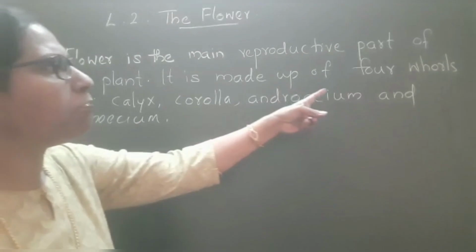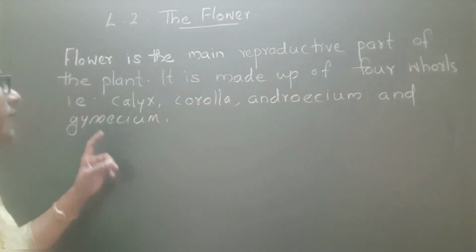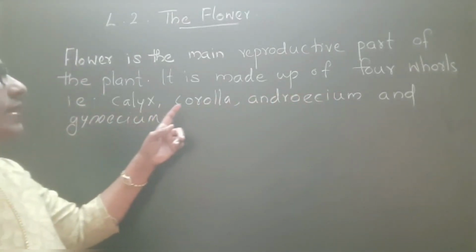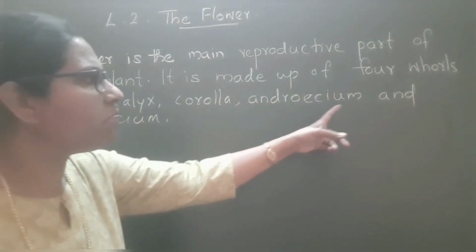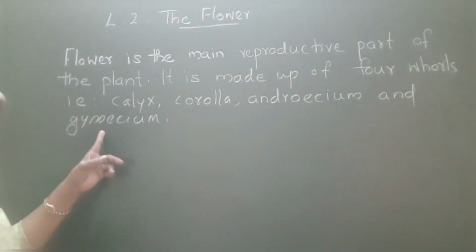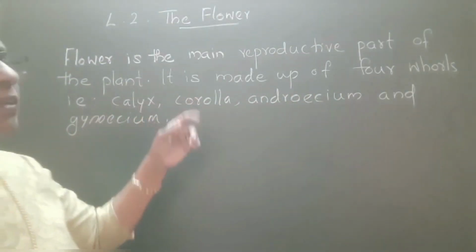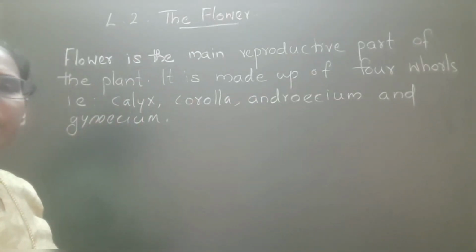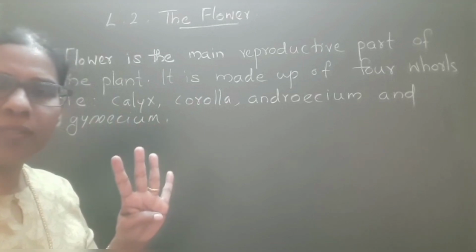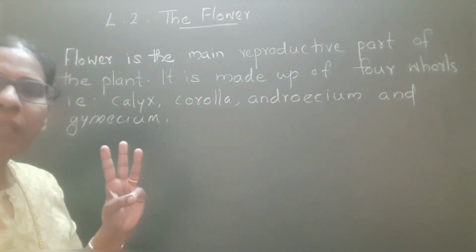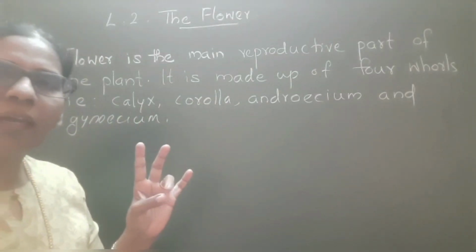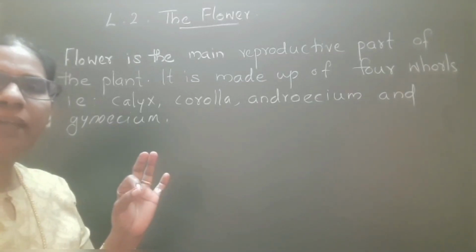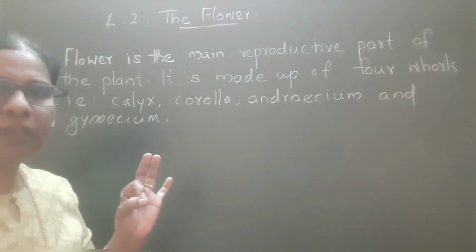It is made up of 4 whorls, that is calyx, corolla, androecium and gynoecium.